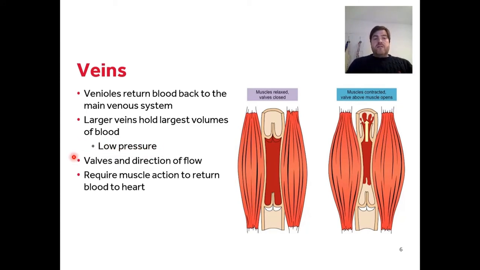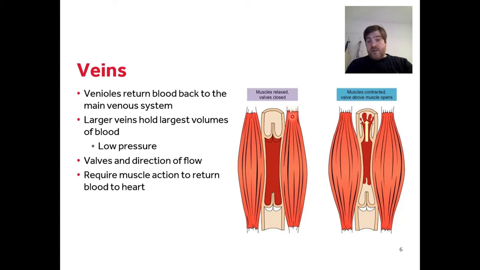and because they're at low pressure, if you imagine the veins in your lower leg, they have to return that blood back to the heart against the force of gravity. So veins have a valve system which helps to maintain the direction of flow. And these valves require muscle action from the muscles within your legs to return the blood to your heart.